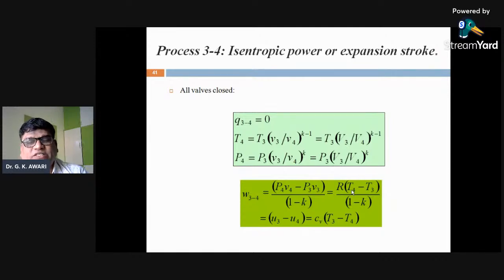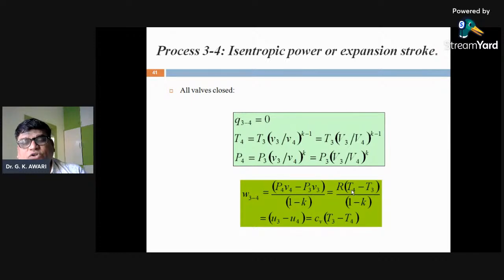So T4 is equal to T3 (V3 by V4) to the power of gamma minus 1. Therefore P4 is equal to P3 (V3 by V4) to the power of gamma. So work done in the power stroke 3 to 4 is nothing but (P4 V4 minus P3 V3) divided by 1 minus gamma. Again, P3 is taken outside and common.